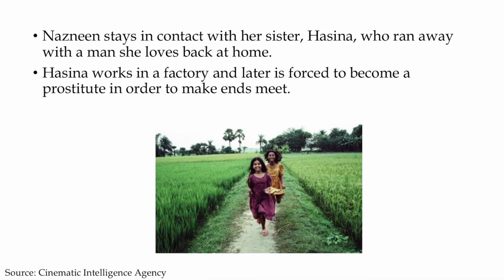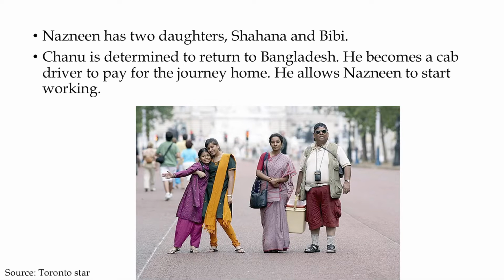So initially, with respect to the story, Hasina, Nazneen's younger sister, had run away and engaged in a love marriage when she was 16 with a man. However, the man did not treat her well, and again she ran away, which was very contrary to Bangladeshi custom. And she then ended up working in a factory and then became a prostitute. So this is very significant.